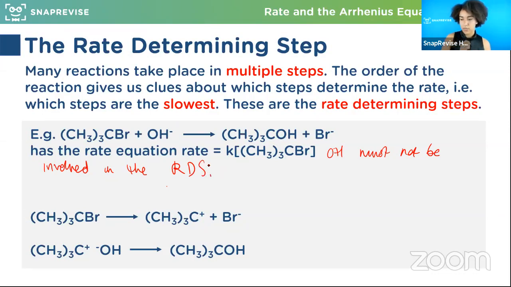And you'll see rate determining step written as RDS lots. So what reagent must be involved in the rate determining step?